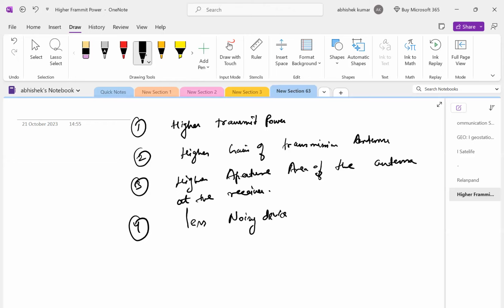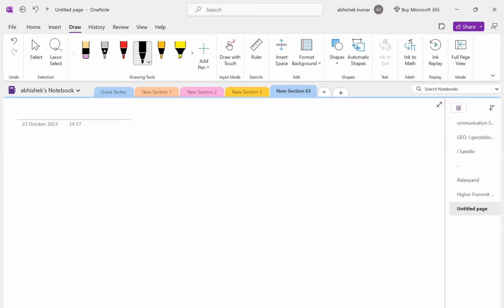Then we will move to another unit, non-linear systems in wireless systems. In wireless systems we will go to the non-linear system topic.